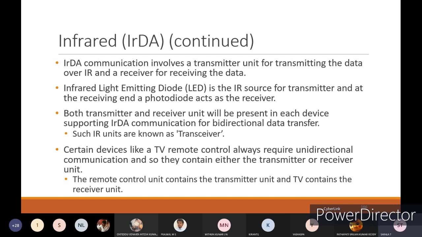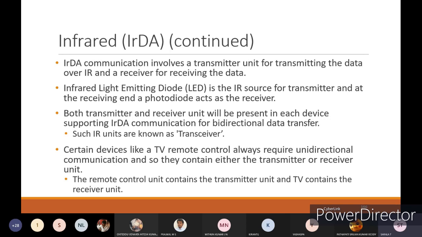Both transmitter and receiver units will be present in each device, supporting IR communication in bidirectional data. Such IR units are known as transceivers. Whenever you are doing bidirectional data communication, you can have both transmitter and receiver in both devices.